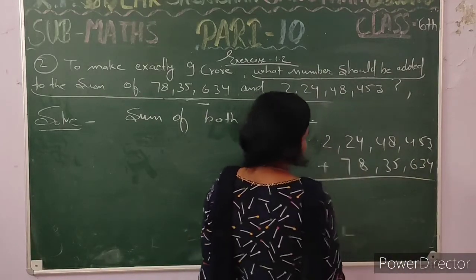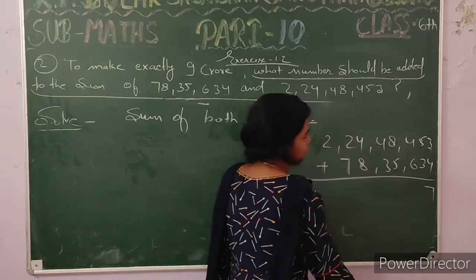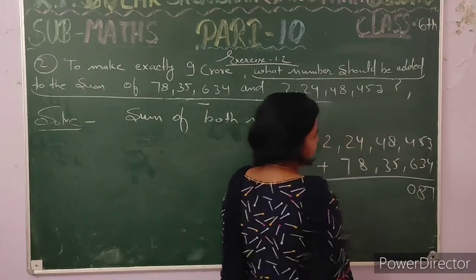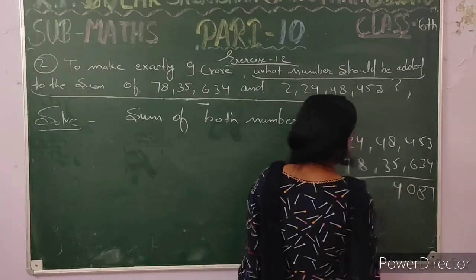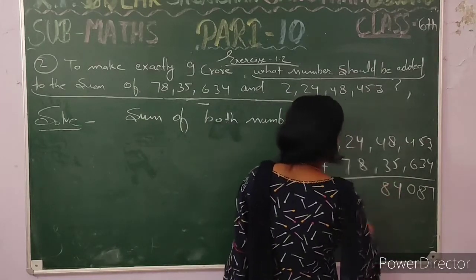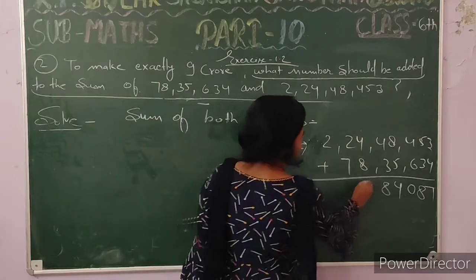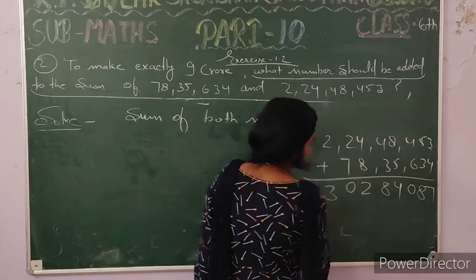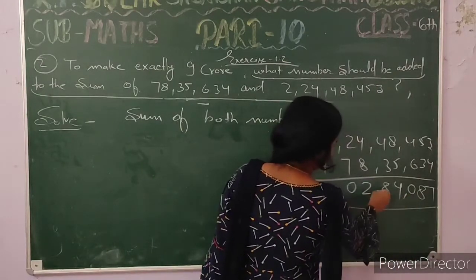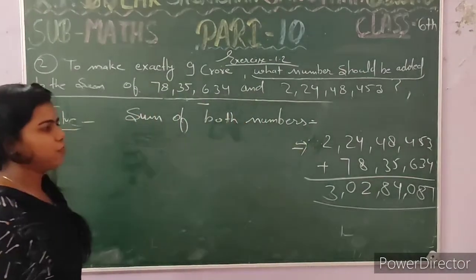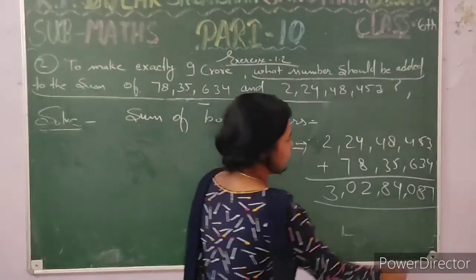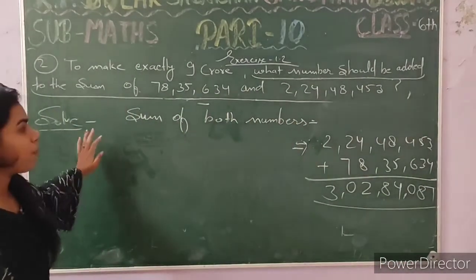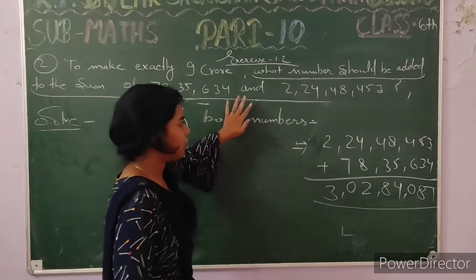Okay, and add. First of all we add 3 plus 4 is 7, 5 plus 3 is 8, 6 plus 4 is 10, 1 carry, 8 plus 5 is 13 and 1 is 14, 4 plus 3 is 7 and 1 is 8, and 4 plus 8 is 12, 1 carry, 7 plus 2 is 9 and 1 is 10, and 2 plus 1 is 3. Our answer is 3 crore 2 lakh 84,087. This is the sum of the first number and the second number.